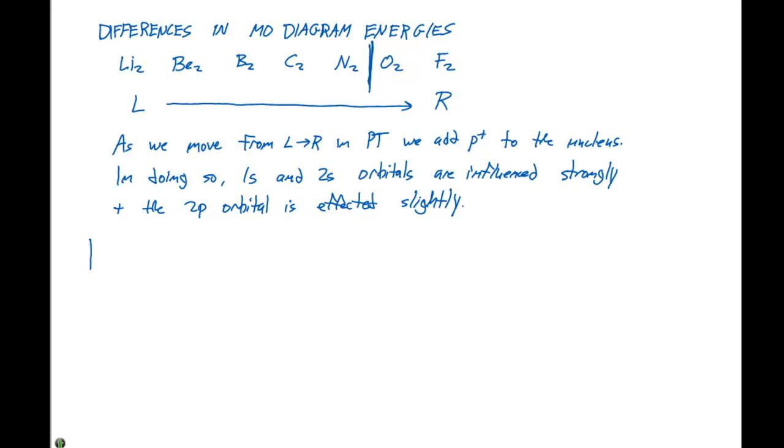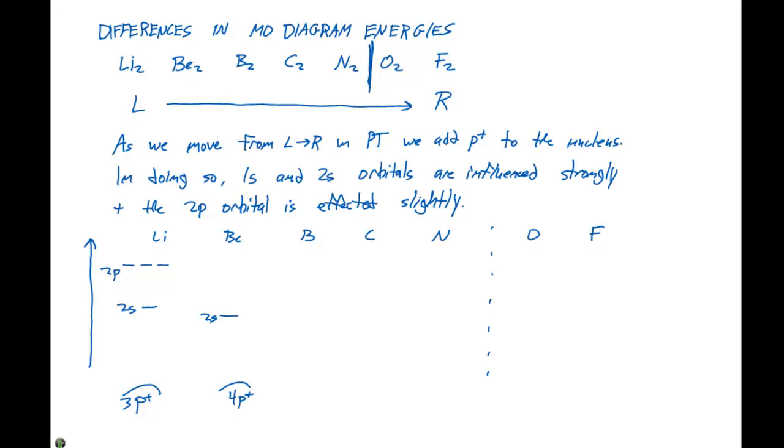So if we look at what happens to the energies as we go across from lithium to beryllium to boron to carbon to nitrogen to oxygen to fluorine, we can look at the relative energies of the 2p and the 2s orbitals. Remember, the nucleus and the number of protons are down here. For lithium, there are 3 protons. For beryllium, we have 4 protons. So these protons are pulling a little bit harder on the 2s, and the 2p is relatively unaffected. So this 2s orbital gets a little bit closer to the nucleus.